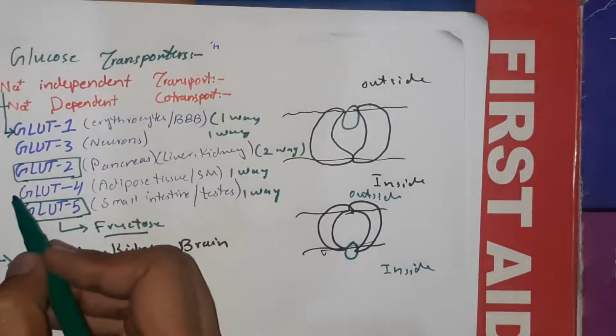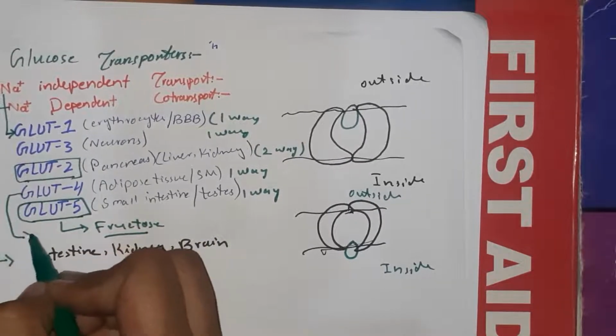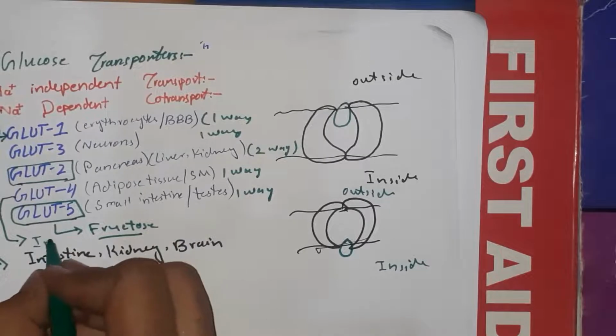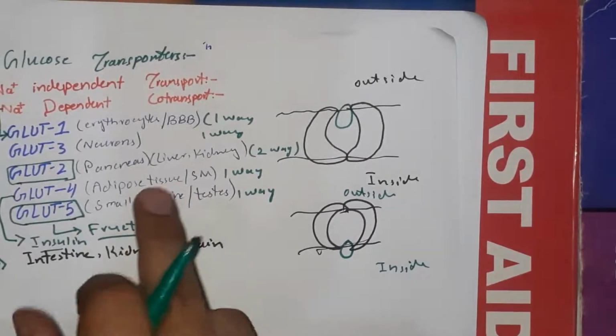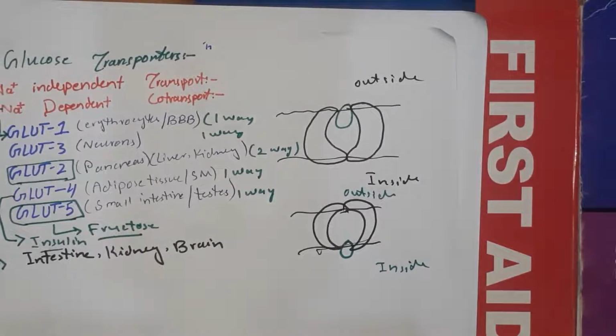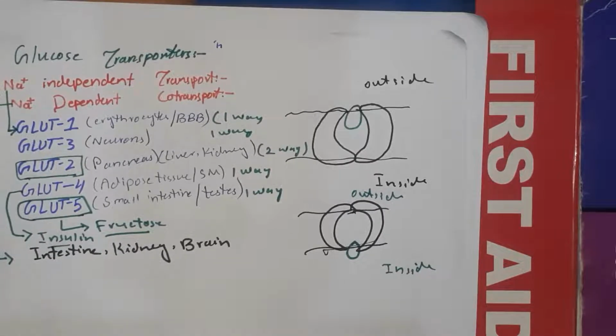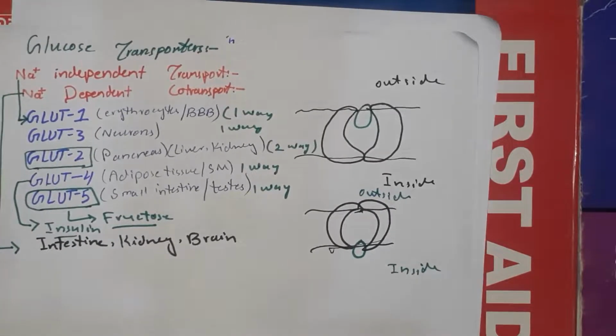And when we talk about GLUT4, the specific thing about this is it is insulin dependent. It means that the number of GLUT4 in adipose tissue and skeletal muscle depends upon insulin. In the presence of insulin, the number of these transporters increases, and the glucose from the blood is transported into adipose tissue and skeletal muscle. As a result, glucose concentration in blood decreases. In the absence of insulin, the reverse effect takes place, and the number of these transporters decreases. So basically, GLUT4 is insulin dependent.